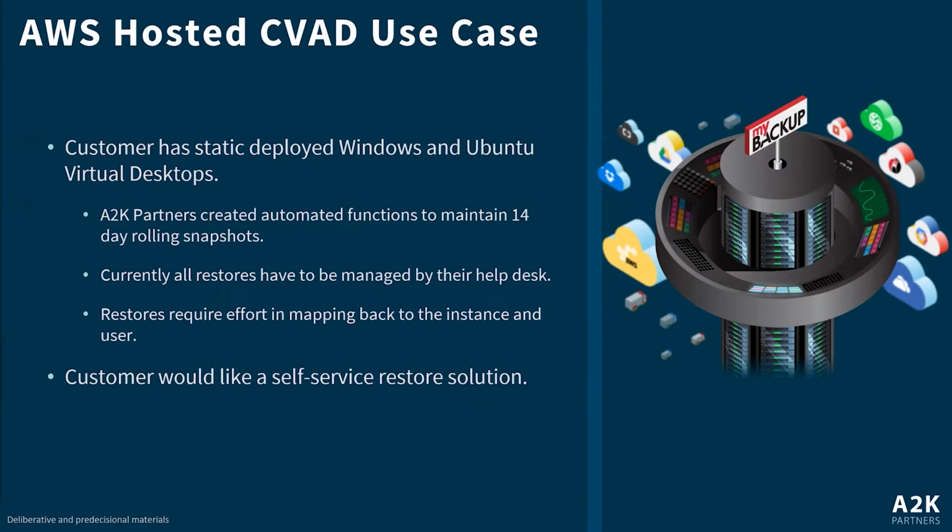Basically, they have a static deployed Windows and Ubuntu environment, and they are managing backups on these statically assigned boxes by using AWS snapshots. The downside to that is they have to be centrally managed. Any restores required, going back from a snapshot to the instance, is a little bit difficult. And so the customer was looking for a self-service restore because these guys are always tinkering on their boxes, and sometimes they lock up and they'd rather restore back to a certain point.